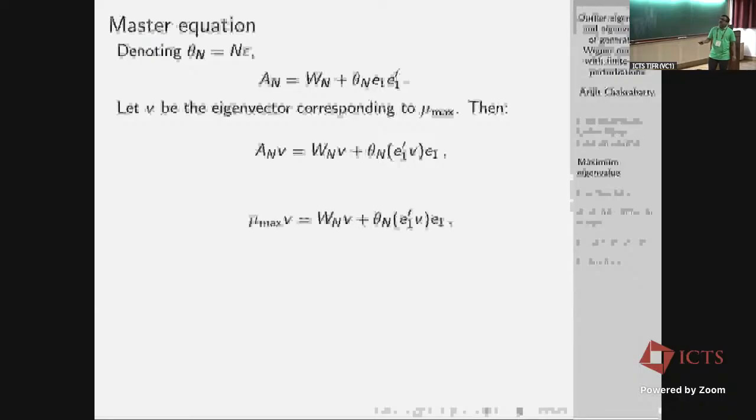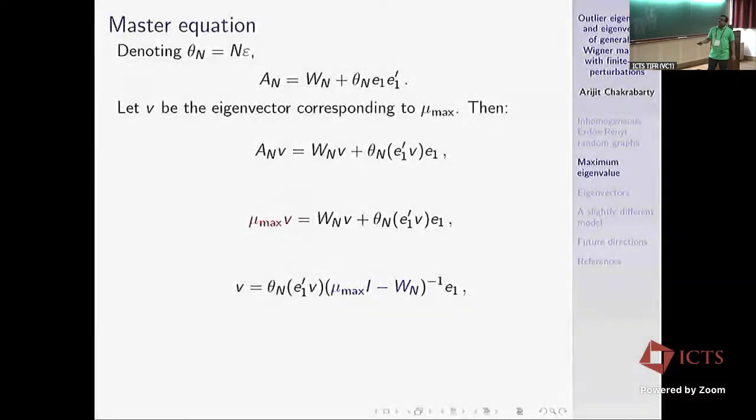And by definition, V is the eigenvector corresponding to mu max. So An times V is mu max V. Now, if we take this to the left-hand side, then this essentially means mu max times identity minus Wn into V is this theta n E1 prime V E1. And this matrix, mu max identity minus Wn, is invertible with very high probability, simply because the norm of Wn is much smaller than the order of mu max, which is why this is invertible.